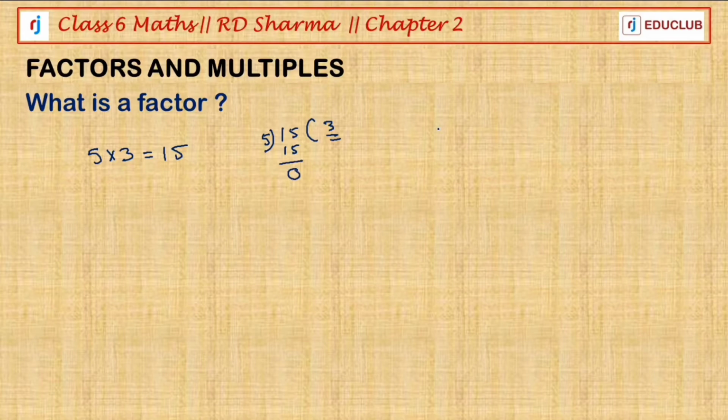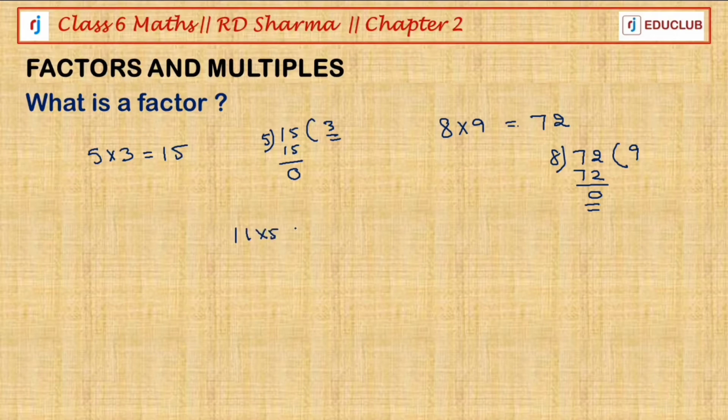If I'll say what is 8 into 9, we know 8 nines are 72. What does it mean? If I am dividing 72 by 8, I'll get 9 as the quotient and remainder 0. In the same way, if I'll say what is 11 into 5? 11 into 5 is 55. What does it mean? When 55 is divided by 11, we get 5 as the quotient and remainder 0.